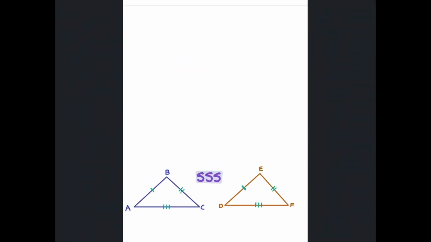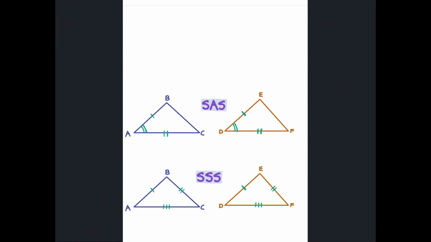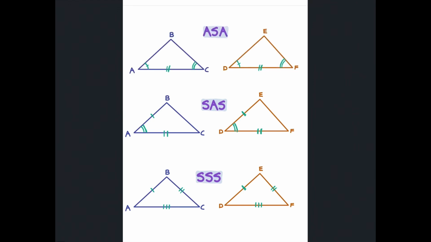Now we know that if all the sides of a triangle are congruent, then we can use side, side, side. And if two sides are congruent and the angle between them is congruent, we can use side, angle, side. And if two angles are congruent and the side in between them is also congruent, we can use angle, side, angle.